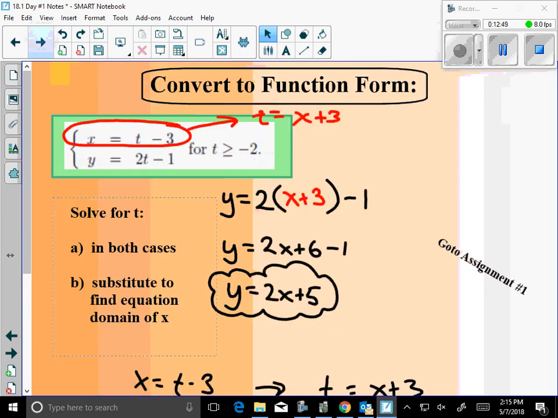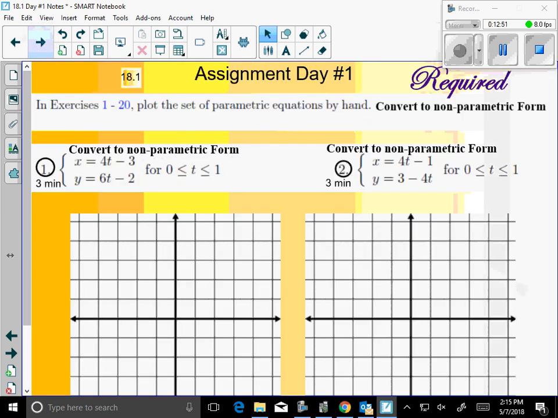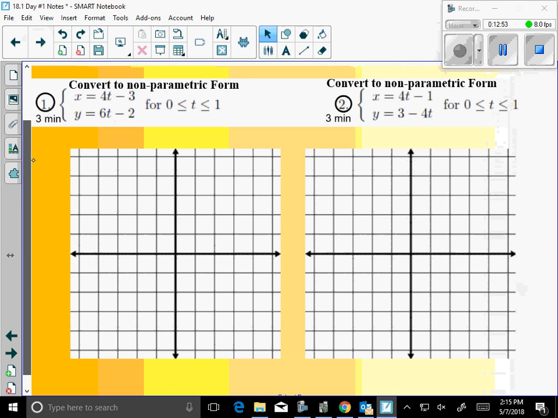I'd like to jump into this slide right here. Look at both of these. X has a linear relationship to t, and so does y in both of them. So what do you suppose both of these will be graphed in Cartesian form? Lines. They're both going to be lines.